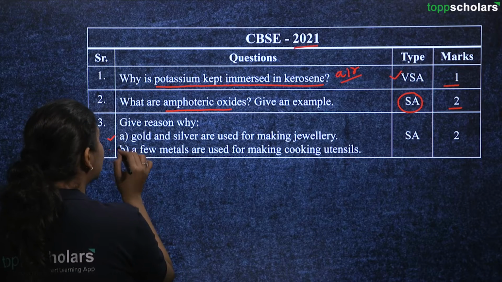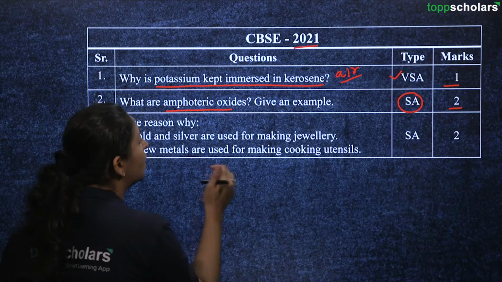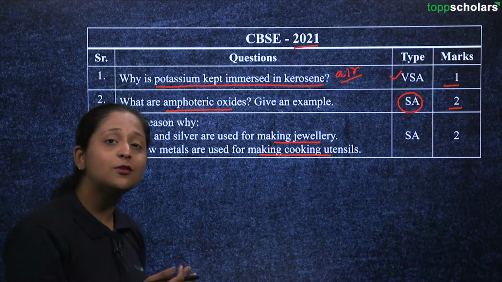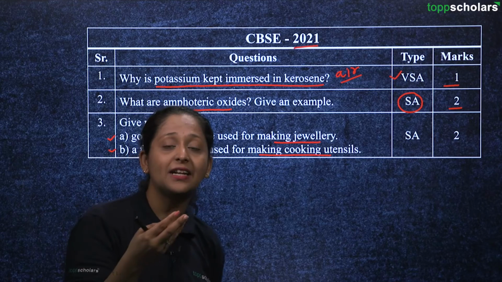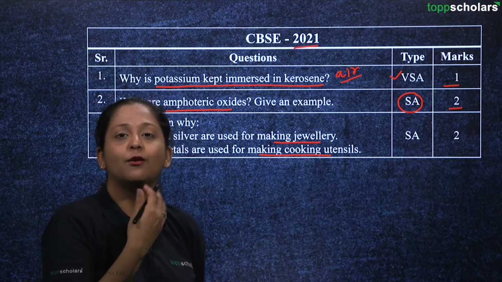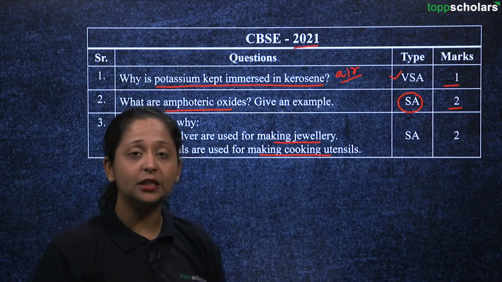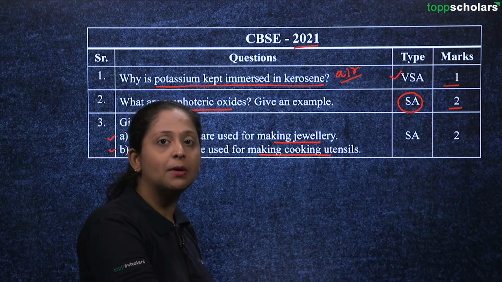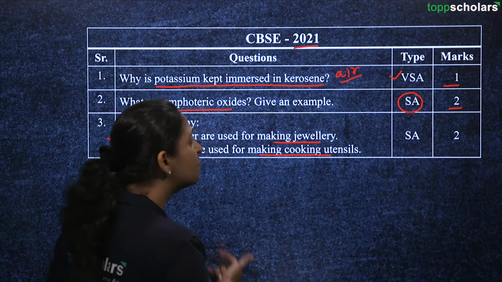Next question is again very easy. Gold and silver are used for making jewelries, and a few other metals are used for making cooking utensils. What is the reason for that? Why are we not using gold and silver for cooking? Because at a certain temperature they will start melting, which is not good for cooking. That means you cannot cook in those vessels. Whereas there are certain metals such as aluminium and steel. These can be used for cooking, because when you heat them to a high temperature, the metal will not melt. That's why it is more beneficial.